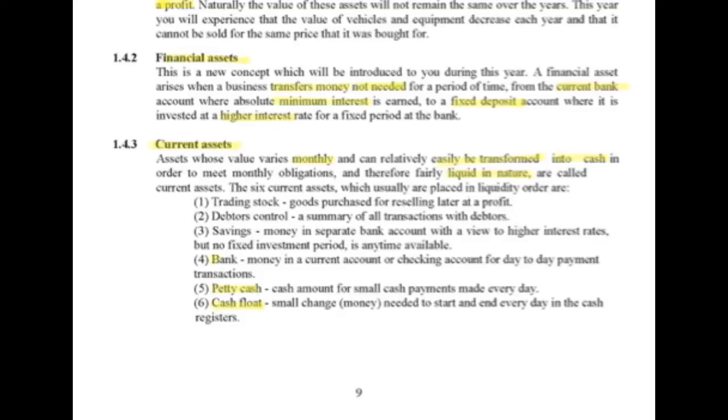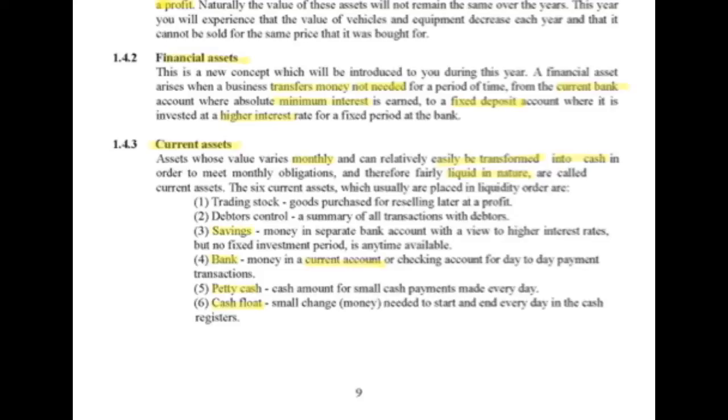Thirdly, you get your bank. Now bank is already cash, but it's at the bank. So therefore it's a little bit more tricky to get it to the shop. I need to first go to the bank, withdraw the money, and then bring it back to the shop. So it's the third in line to being changed into liquidity purposes. So it's money in my current bank account or check account for day-to-day payment transactions.